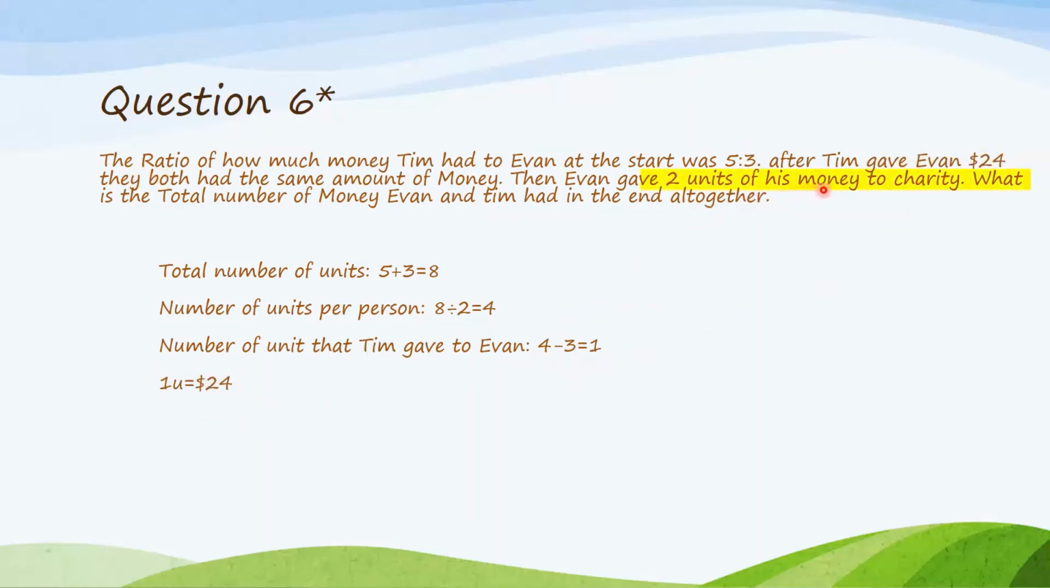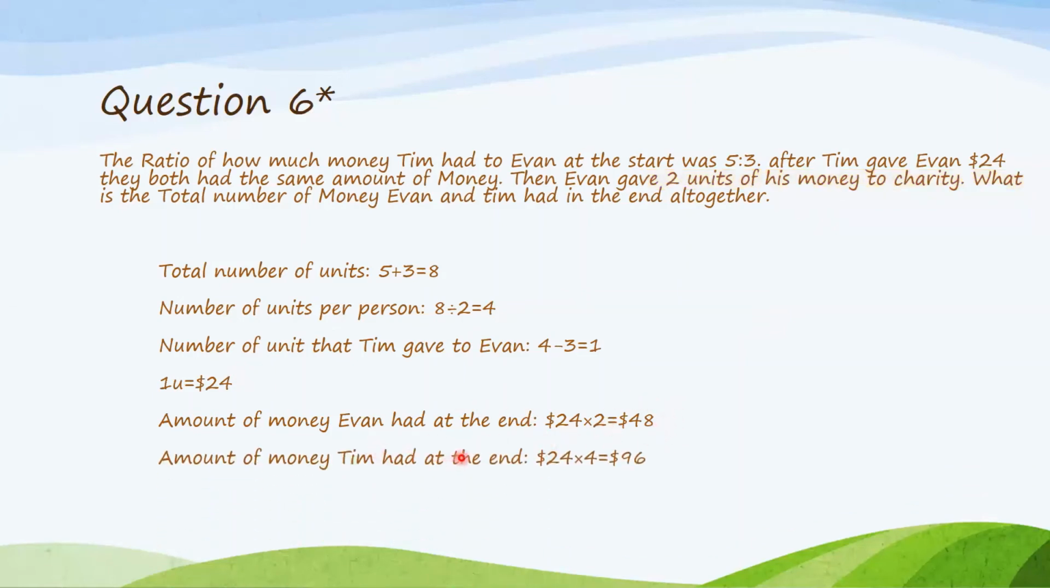Then Evan gave 2 units of his money to charity. So the amount of money Evan had in the end was 24 times 2, because at first he had 4 units at the end, right? He had 4 units, and then he gave 2 units away. So 4 minus 2 units is basically 2 units left. So $24 times 2 will give me $48.